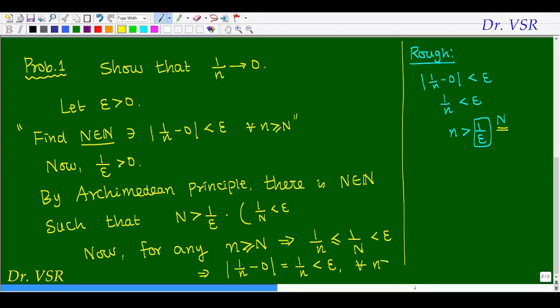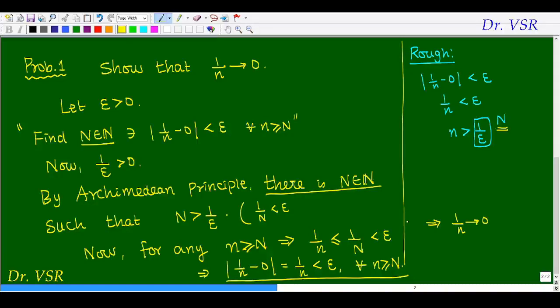So we have found it. There is an N which satisfies this condition: modulus of 1 by n minus 0 is less than epsilon for all n greater than or equal to natural number N. So this implies that 1 by n converges to 0.